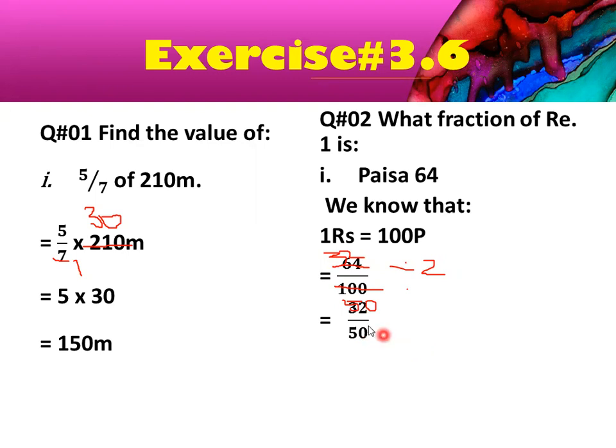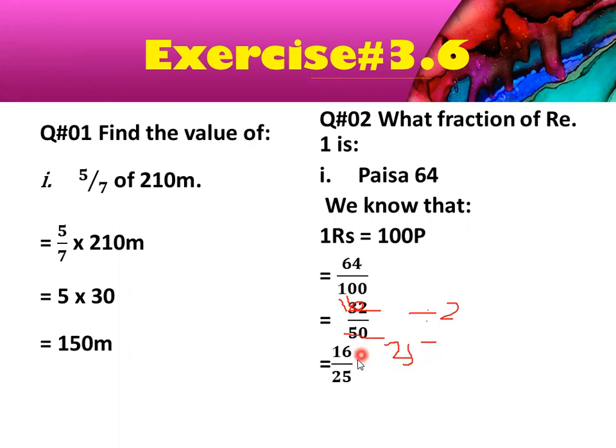This 32 upon 50 will also reduce with what? First of all, I'm going to erase it. Now look here. Now again I'm going to divide it with 2. Okay, so 2 into 1 is 2, 2 into 6 is 12, 2 into 2 is 4, and 2 into 5 is 10. So what you will get here is 16 upon 25. Okay, as you can see, 16 and 25 cannot be reduced further, so this 16 upon 25 will be your answer.